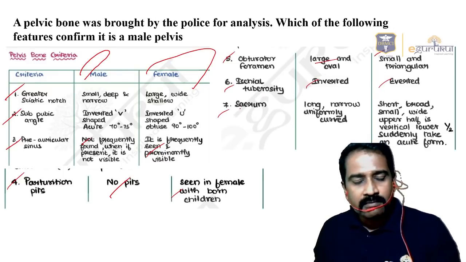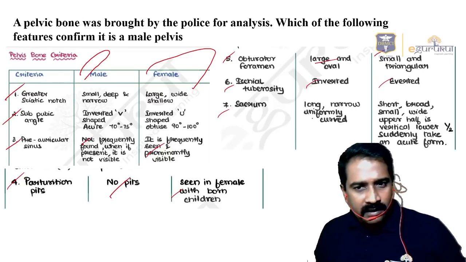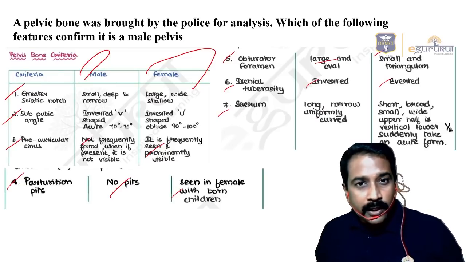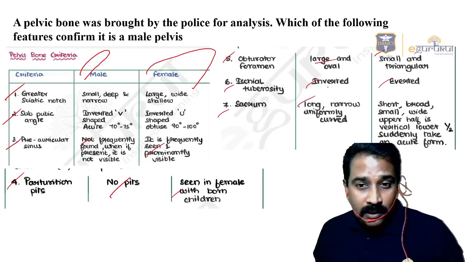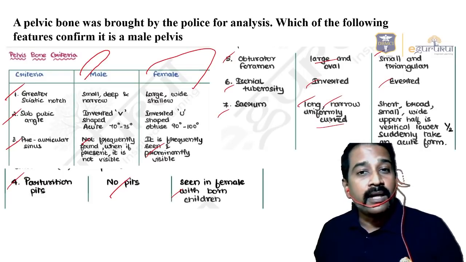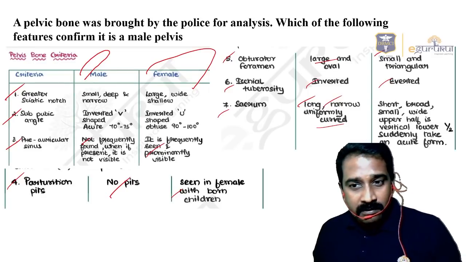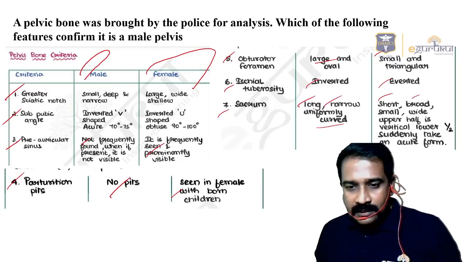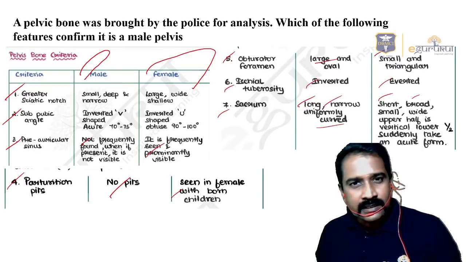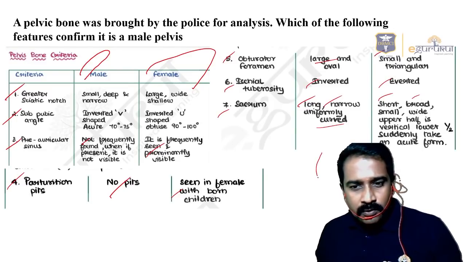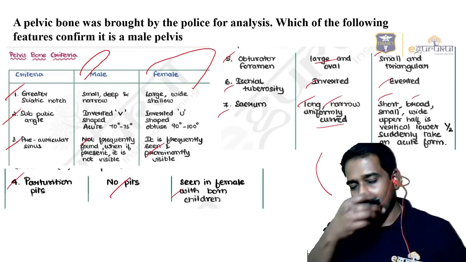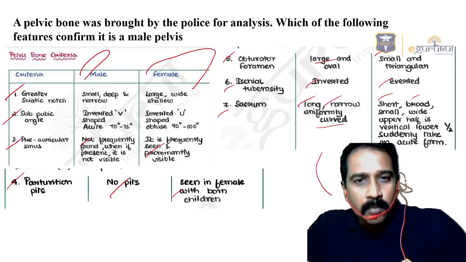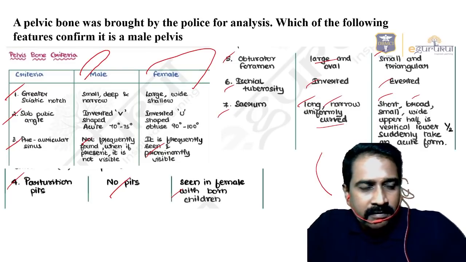Now, the sacrum, which also forms part of the pelvis. It is long, narrow, and uniformly curved in males, whereas in females it is short, broad, and the upper two-thirds is straight and then it suddenly takes a turn. In males it is uniformly curved. These are the important points of difference between male and female pelvic bone.